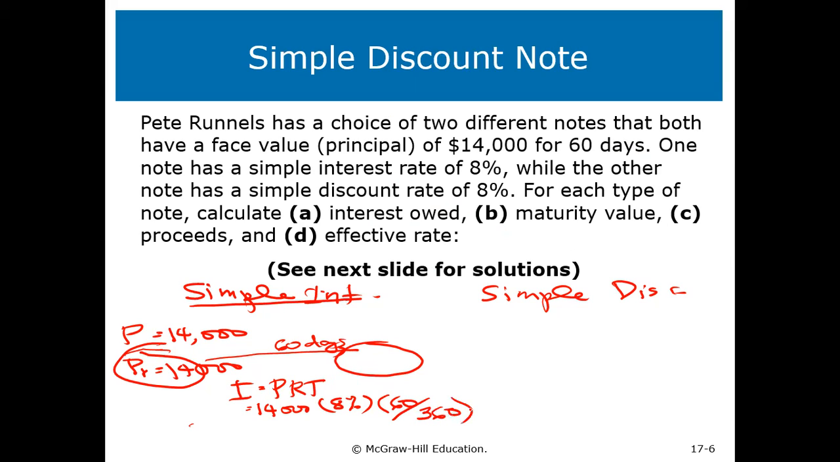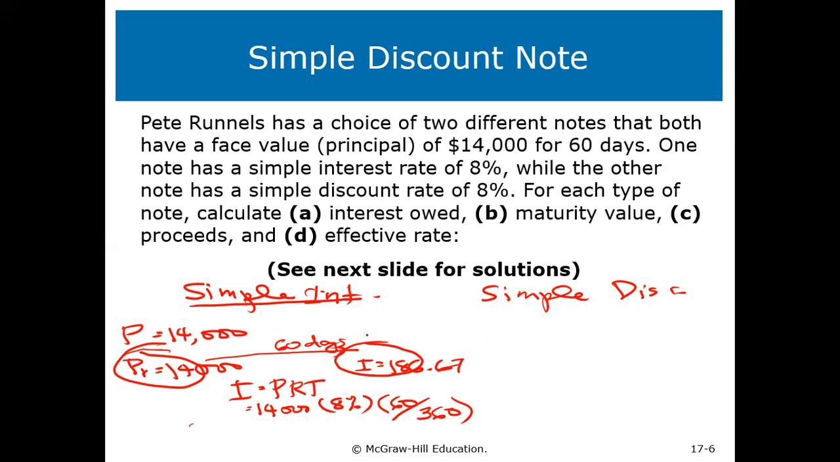Bakit 360? Bakit ordinary ginagamit natin? Kasi class, pag walang sinasabi na exact, we're going to use ordinary, which is 360. Okay, so can somebody please tell me what's the interest? 186.67. Okay, thank you. So we know what's the interest, 186.67.